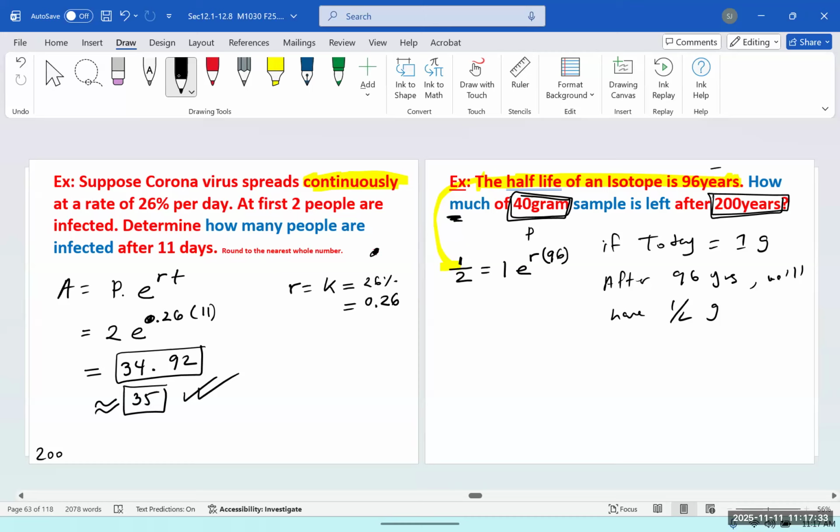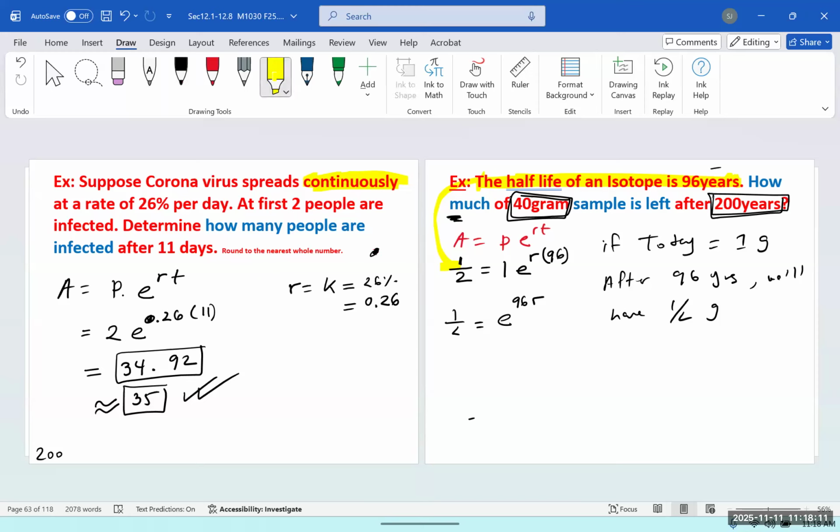The Pert formula. A equals P e to the RT. I should write it down. I thought you already knew that. So our final amount will be half. That's why it's called half-life. Final amount is half. That means the initial amount is 1. And we waited 96 years for the 1 gram to turn into half gram. So we get 1/2 equals e to the 96R.